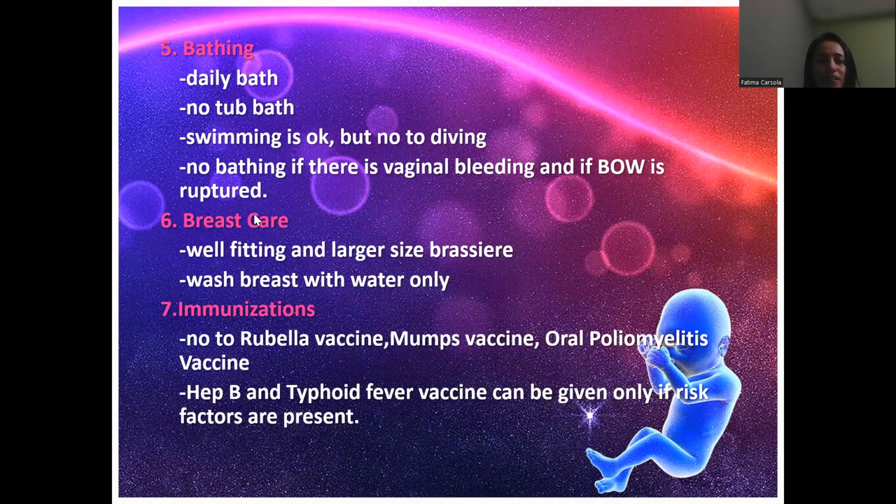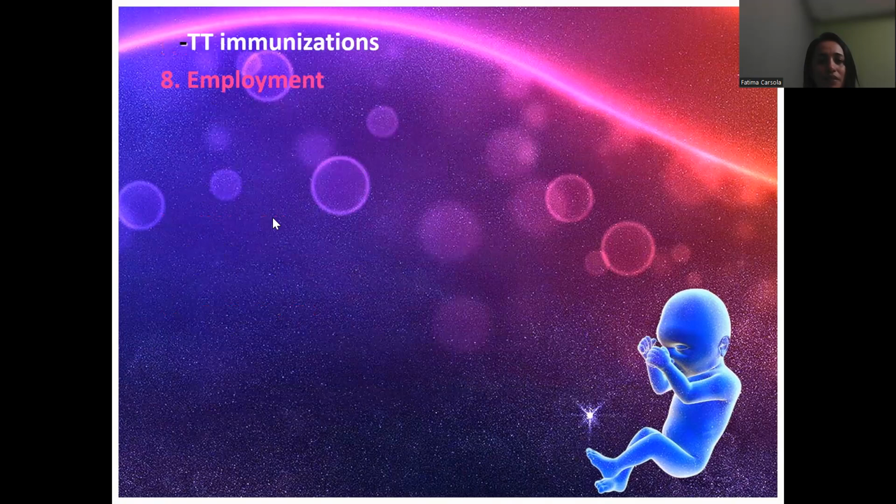Next is we have TT immunization. Again, your CHN will teach you for the TT1 to TT5. For TT1, it should be given ASAP, and it will give you no protection. For TT2, it will be given 1 month after TT1, it will give you 3 years protection.